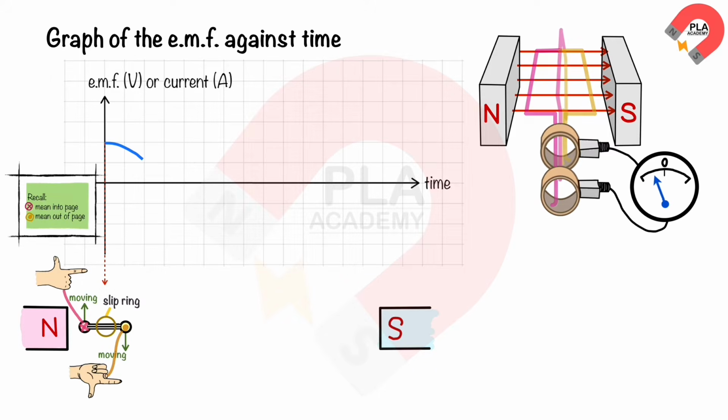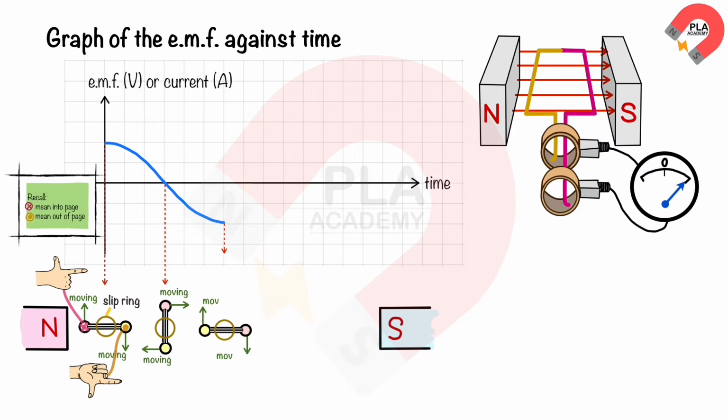The induced EMF then decreases as the angle between the coil's movement and the magnetic field decreases. The induced EMF is zero when the coil is vertical after 90 degrees of rotation. This is because the coil's movement and the magnetic field are parallel. The induced EMF then reverses due to the action of the slip rings commutator. The induced EMF then increases to the opposite direction and reaches its maximum again when the coil returns to horizontal position after 180 degrees of rotation.